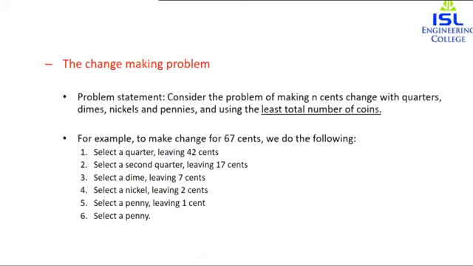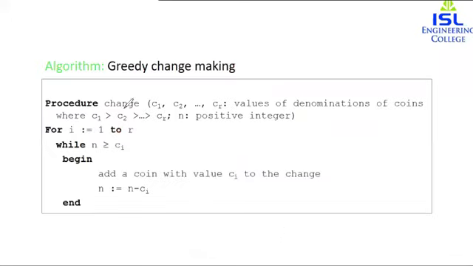With the same, we can see the algorithm. We have the change denominations, and we have to arrange them in decreasing order. Then for i equal to 1 to r, whatever our total amount is, we add a coin with that value and subtract it from the total amount.